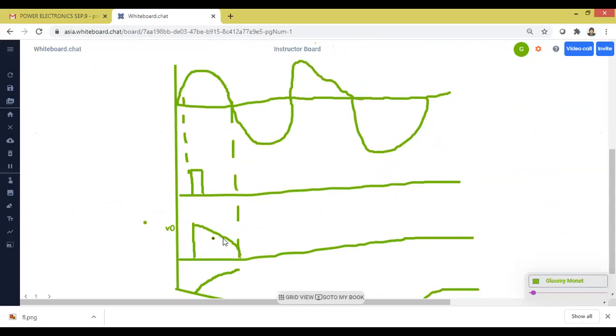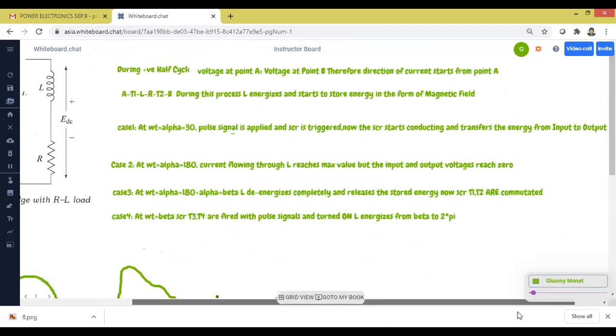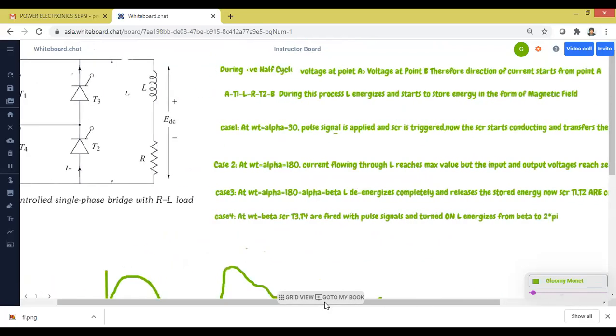But what happens to the current? What is the nature of the current? The current flowing through the inductor cannot be changed suddenly. Therefore, at omega t equal to alpha equal to 30 degrees, the inductor starts to store the energy, the inductor energizes. So what's going to happen at case 1? Inductor energizes. This is important here, all of you. So I'm writing here: inductor energizes, at omega t equal to 30 degrees.